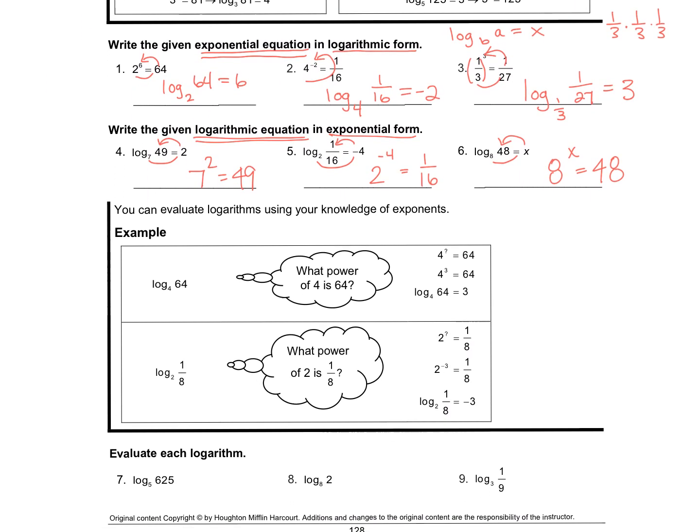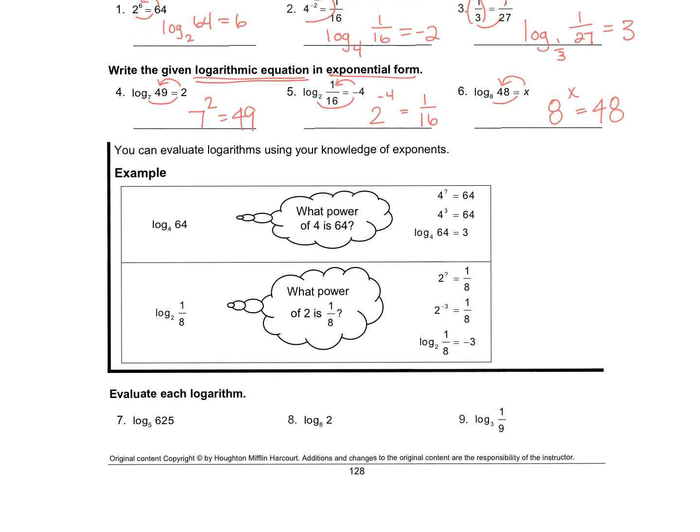Sometimes we use logs to evaluate, to find answers. When we do this, we need to be able to do this without a calculator. We'll probably have a non-calculator quiz on evaluating logarithms. You need to know how to find this answer without using your calculator. So how do we do this? So it says to evaluate each logarithm. In other words, you and I are going to find an exponent. The exponent is my answer. A logarithm is always equal to an exponent.